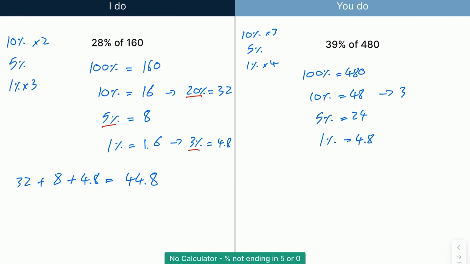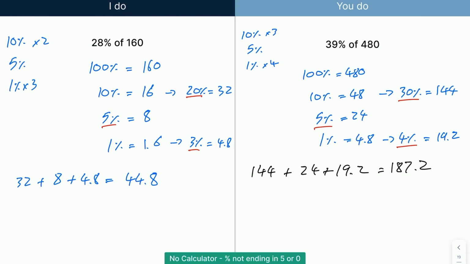So we need 30%. So 30% is going to be 48 times 3, which gives me 144. 5% is fine, and then here we need 4%. So we're just going to multiply 4.8 by 4, which gives me 19.2. And now for my final answer, I need 30%, 4%, and 5, because that adds up to 39. So if I do 144 plus 24 plus 19.2, that gives me 187.2 as my final answer.